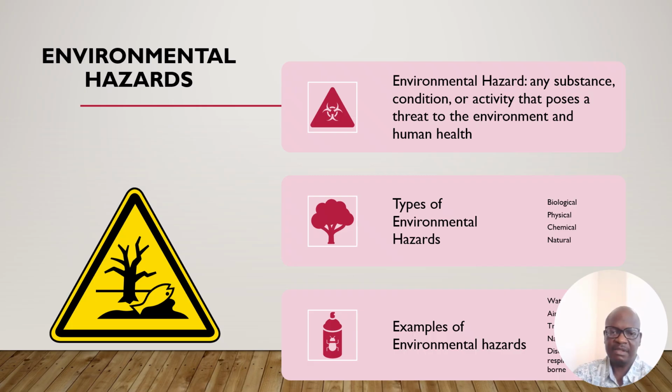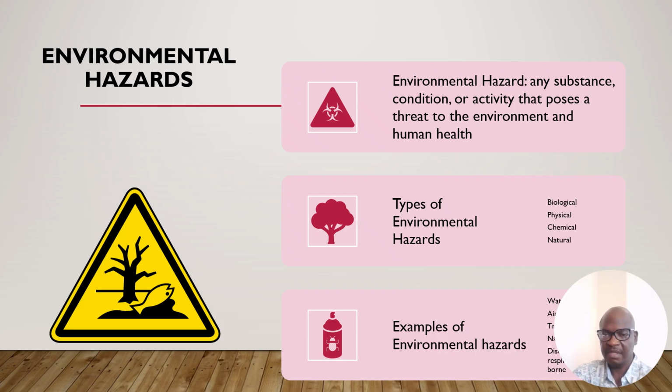Any substance that harms the environment is known as an environmental hazard. A hazard is any substance, any condition, or any activity that poses a threat to the environment and to human health. This particular hazard can be a biological agent, like a virus or a bacteria or a disease-causing organism. It could be a harmful chemical substance that has been released, or it could be physical, like heat. Alternatively, it could be natural, like lightning, or anything that Mother Nature gives to us and we're least prepared for.